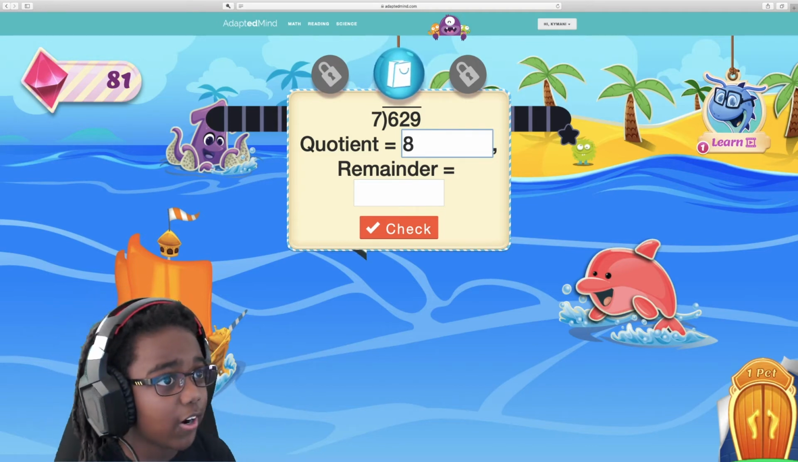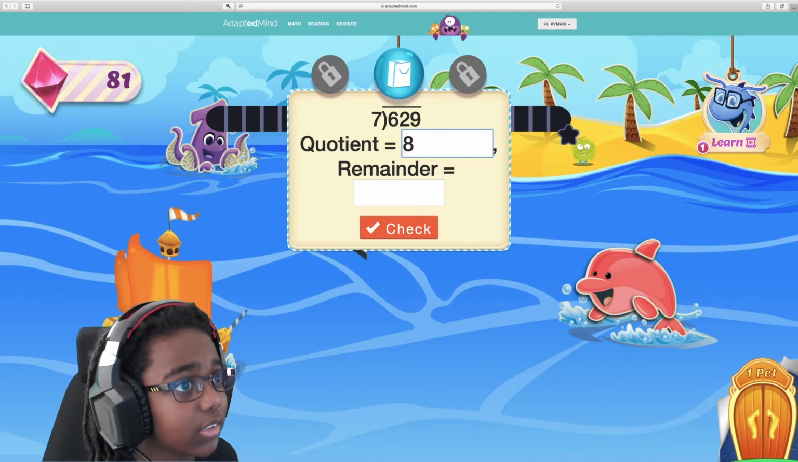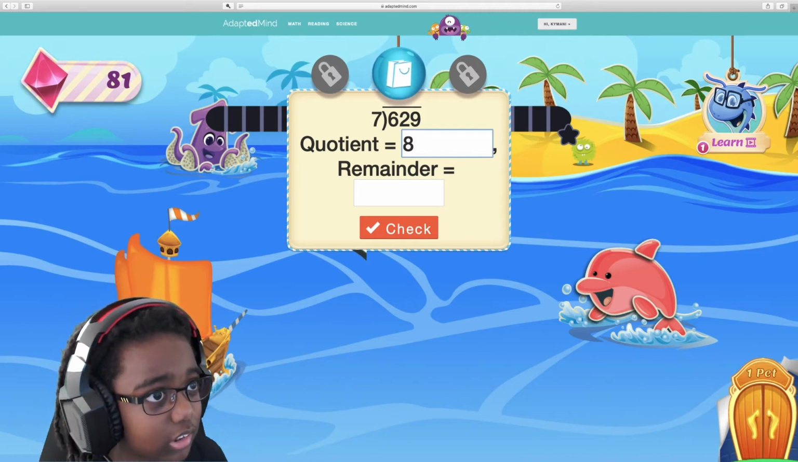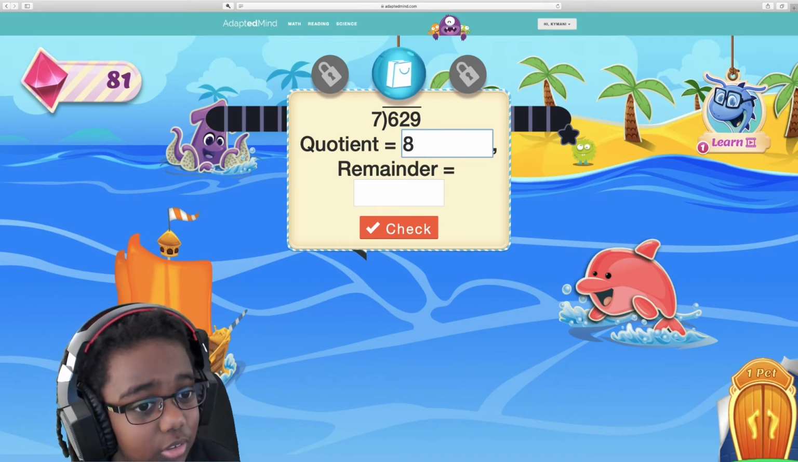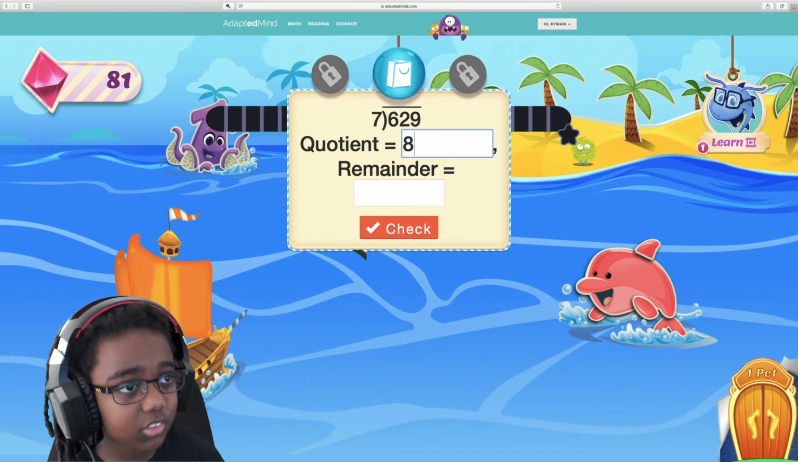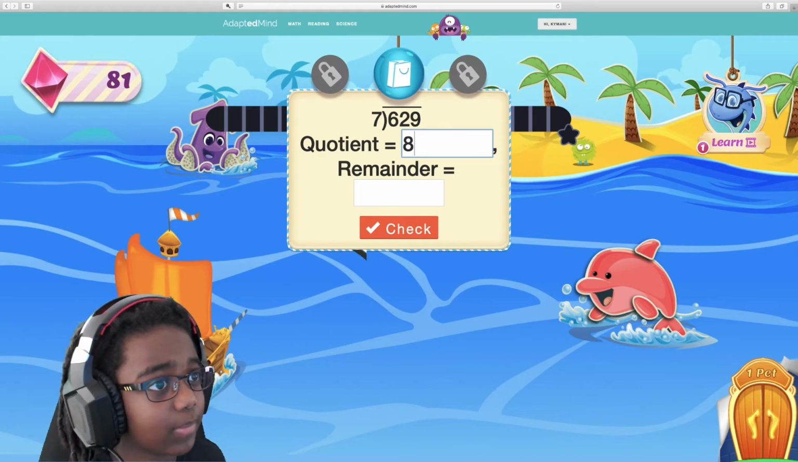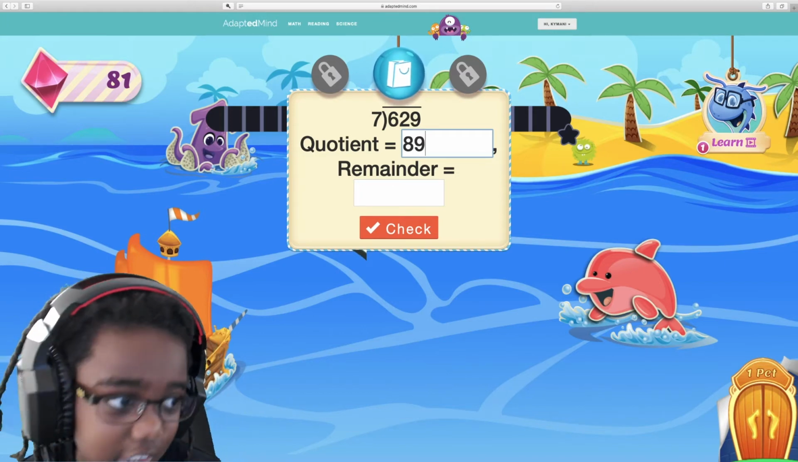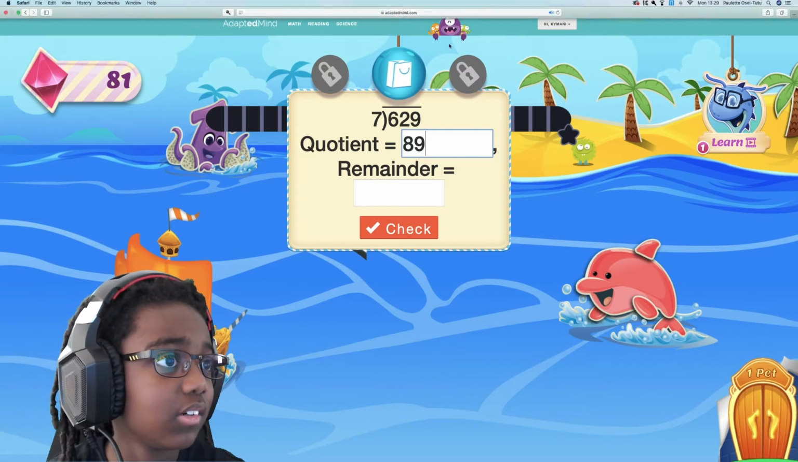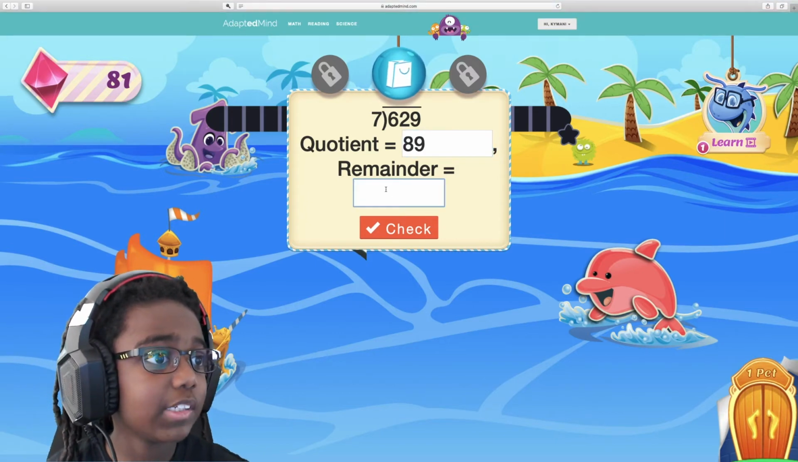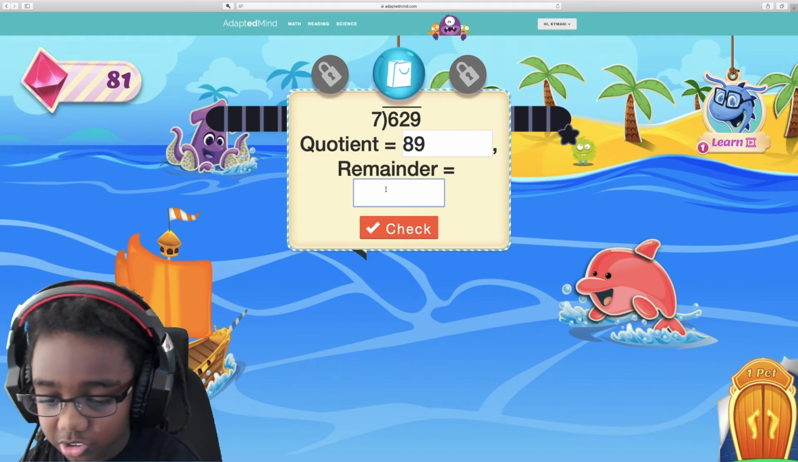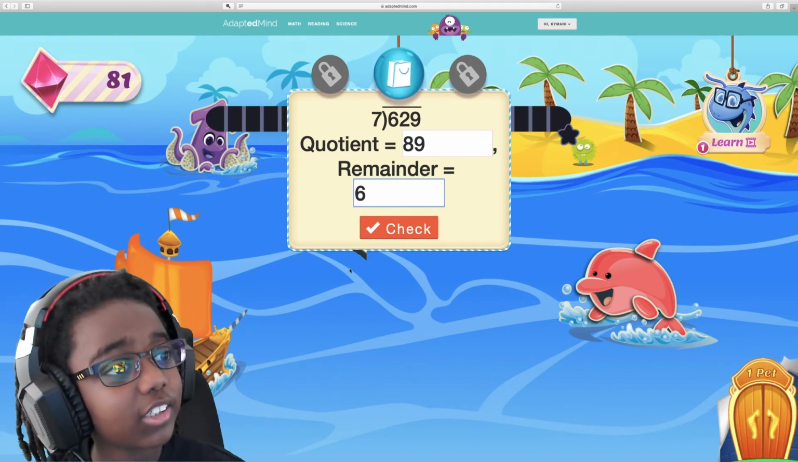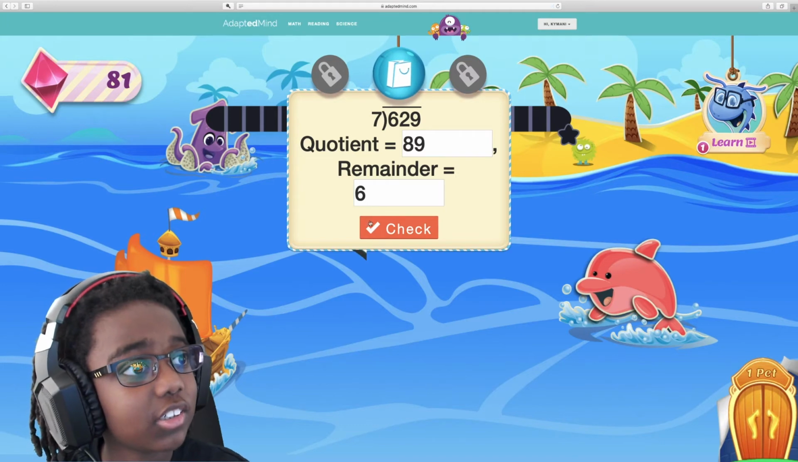And then we can't add another 7 in. So 63, and we've got 69, so we've got 6 remaining. So 89, remainder 6, which is our answer.